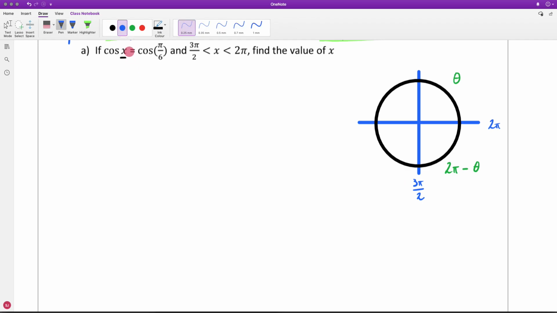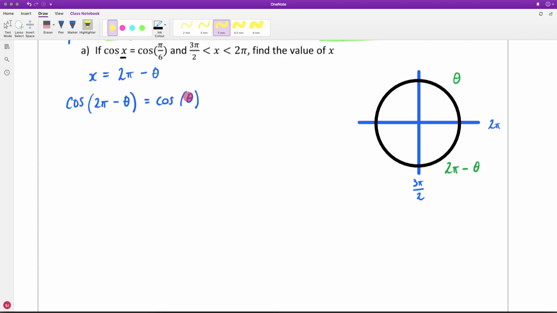So we know that x, this x right here, is going to be 2 pi minus theta. So let me write out that x is going to be equal to 2 pi minus an angle. I can now rewrite this right here with this knowledge of what x is. So it's going to be cos of 2 pi minus theta equals cos of theta. Now, do we know what theta is going to be? Well, we do. This rule is just rewriting this. So theta is obviously pi on 6.